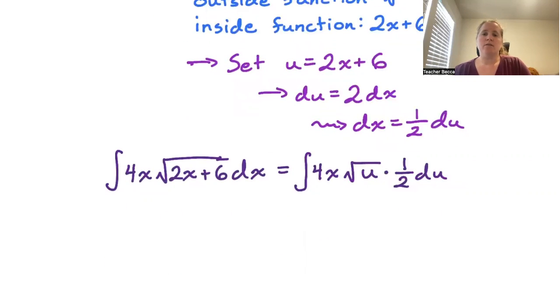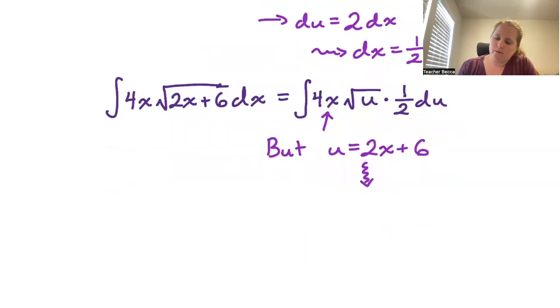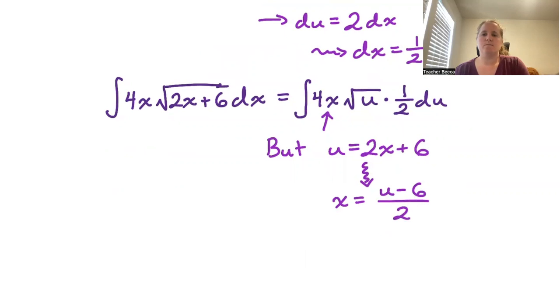Unfortunately, we still have an x involved. But we know that u is equal to 2x plus 6. So if we rearrange that and solve for x, we have that x is equal to u minus 6 divided by 2.